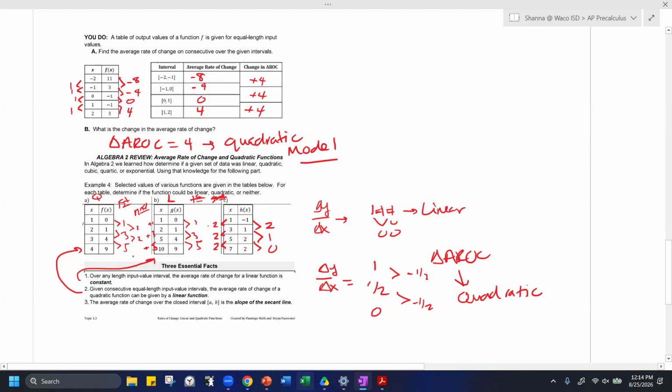But if not, notice here, these are your inputs. I can do that. Or when it's not, I would use this method to find the average rate of change of a quadratic function, okay? And the change can be represented by a linear function, and that's because it's a constant.